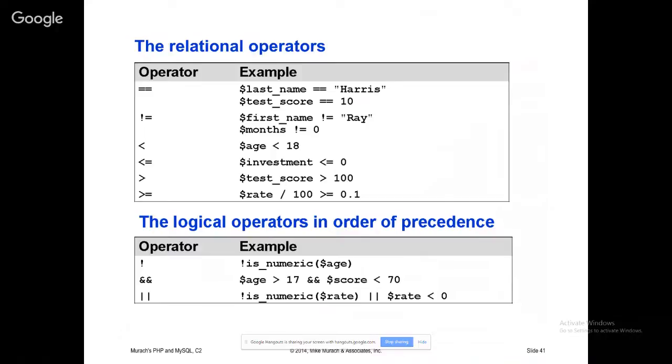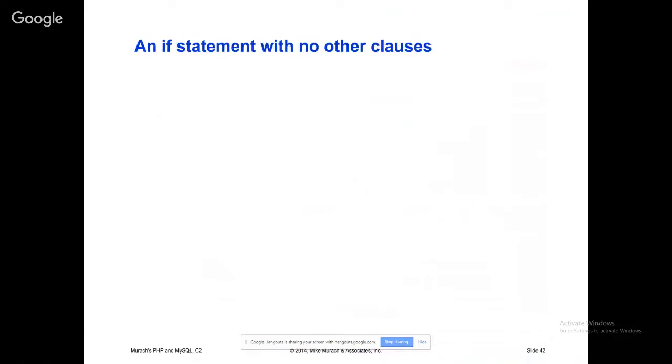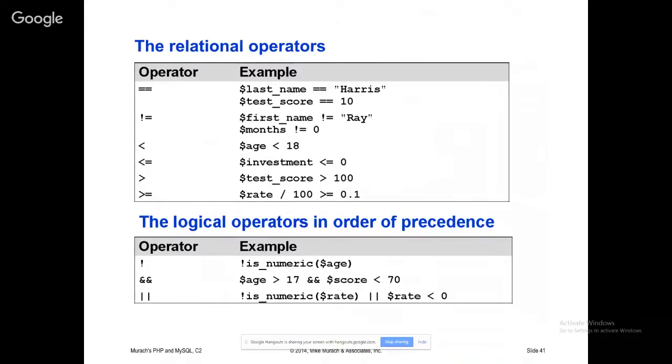So the first one is checking if the age is greater than 17 and the score is less than 70, then do something. Otherwise, do something else. Maybe we should talk about the shortcut, the double. Shall we? Maybe not.